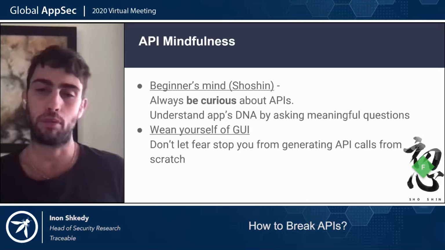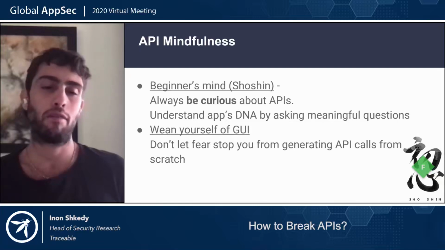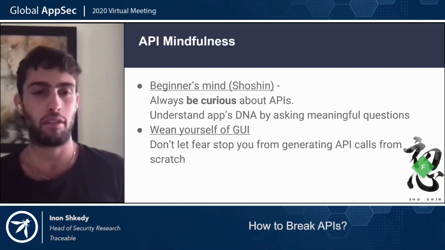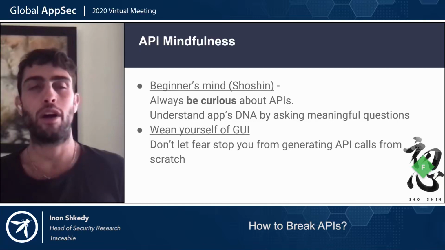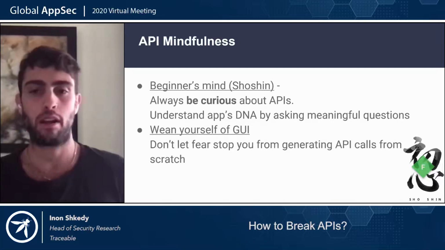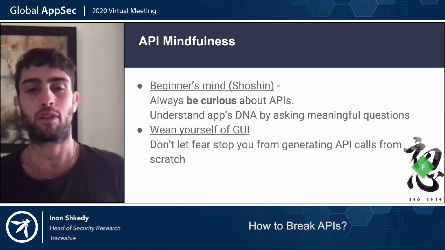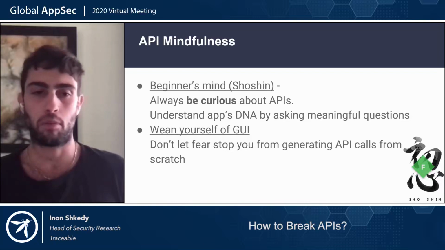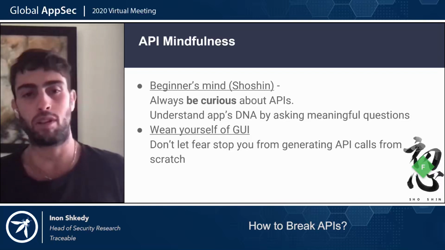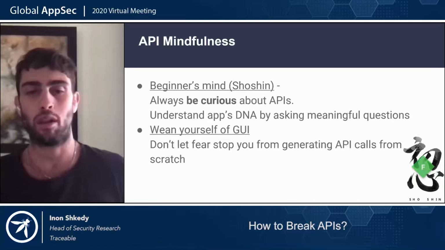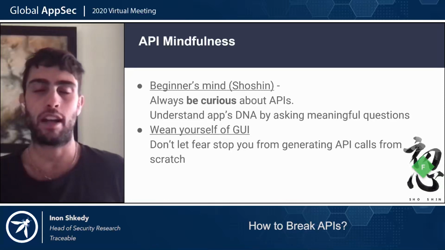And the second point, you should wean yourself off the GUI. Many times when you perform a pen test for APIs, you don't have a client, or the client doesn't access all the features, and you have only documentation for the API. You shouldn't let fear stop you from generating API calls from scratch, just to start understanding how you can call an API endpoint without having an active client.